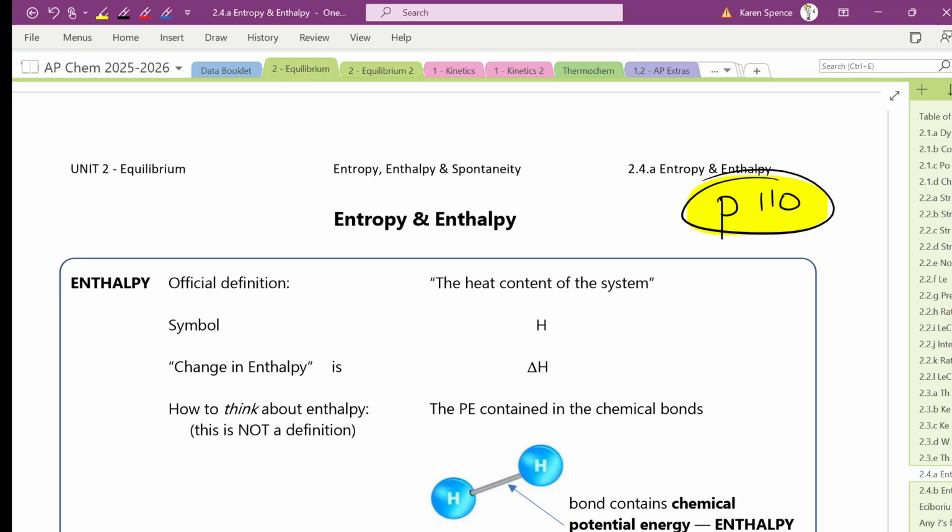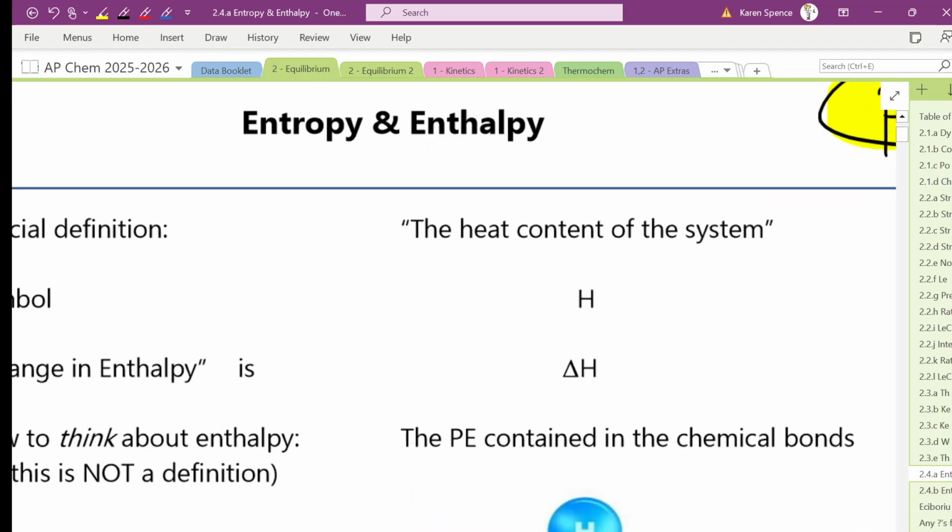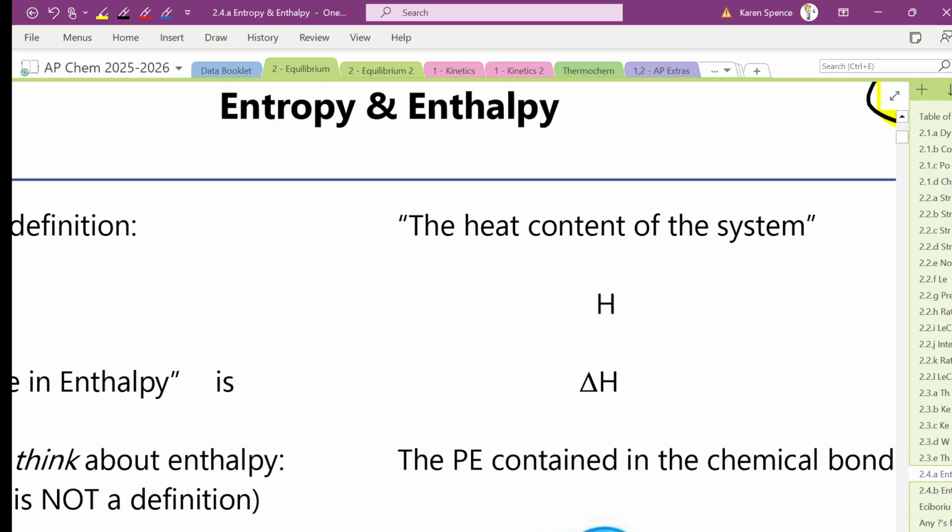Enthalpy, the official definition for Chem 12, is the heat content of the system. So if you're asked for a definition, that's what you would say. There is the big black book.